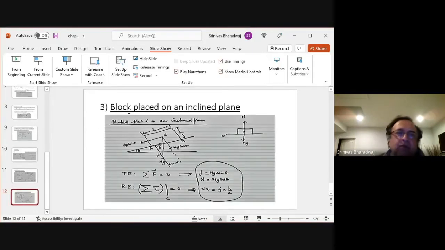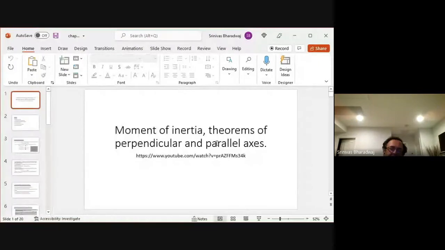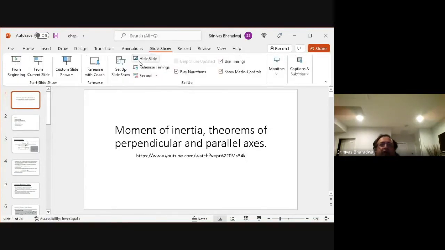So now, this was what you did last class, and I'm now going to quickly discuss moment of inertia. Let me switch slides. Moment of inertia is basically the constant that you multiply to produce the angular momentum: I times omega. I is the moment of inertia.